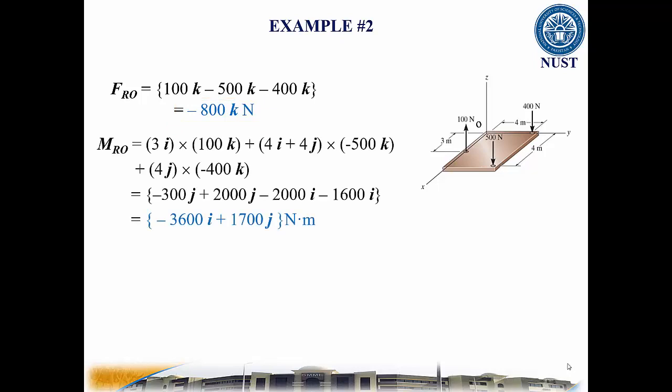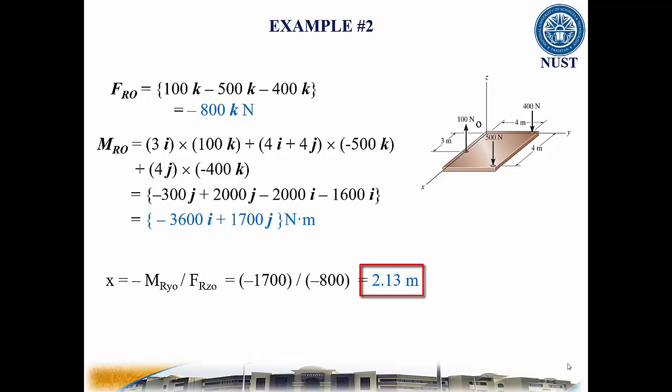So the resultant force is here minus 800 kN. And the resultant moment is minus 3600 i plus 1700 j newton-meters. The location of the single equivalent resultant force is given as x is equal to minus the resultant moment about the y-axis over the resultant force in the z direction. And this gives us the distance in the x direction, 2.13 meters.